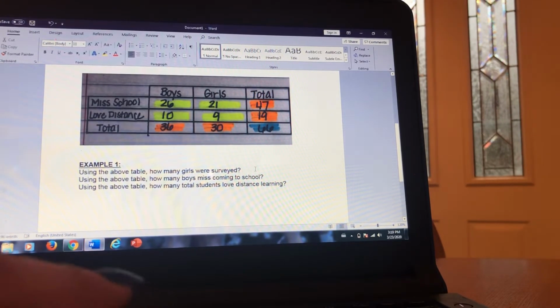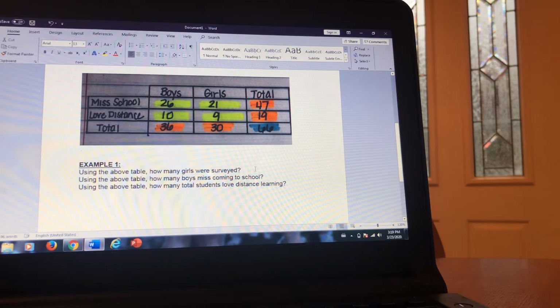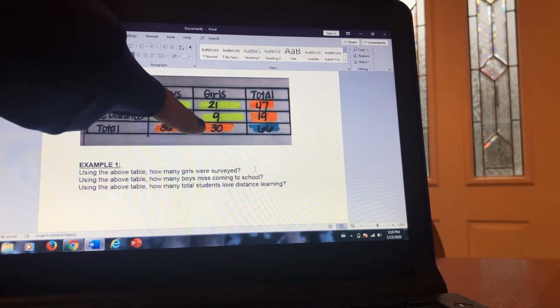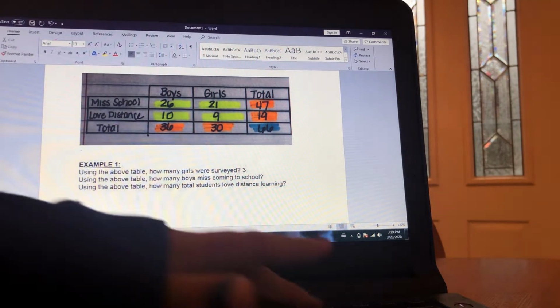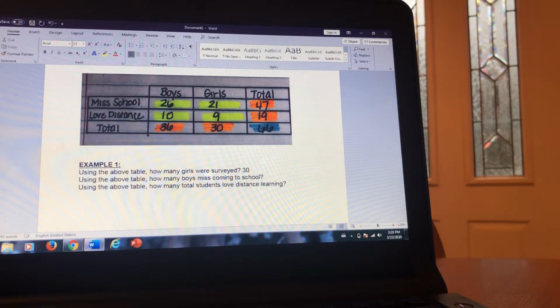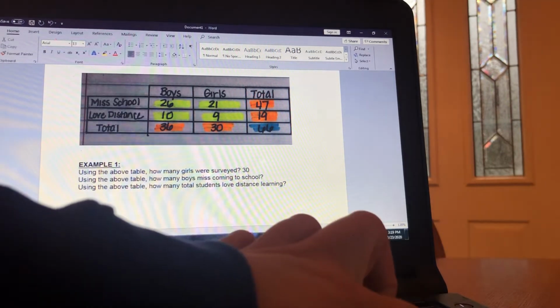So the first one says, using the above table, how many girls were surveyed? So I am going to look at the total girls in this experiment. So girls, total, it says 30. So I know that 30 is going to be my answer for that first one. Let's go down to the next one.